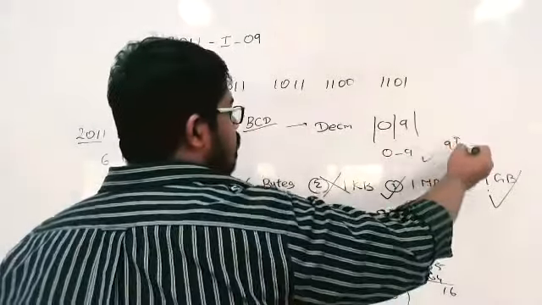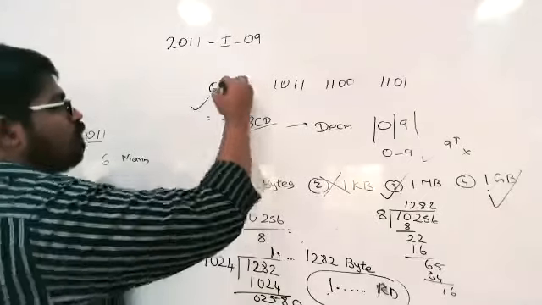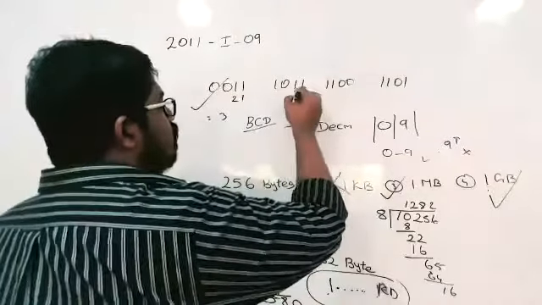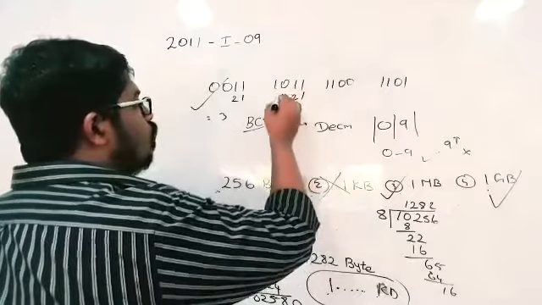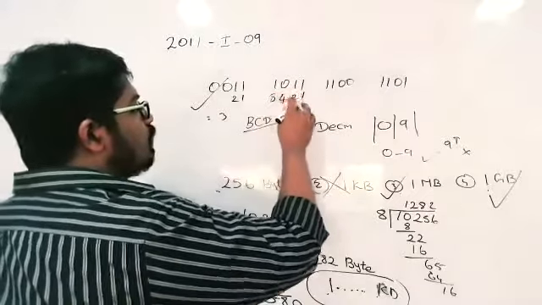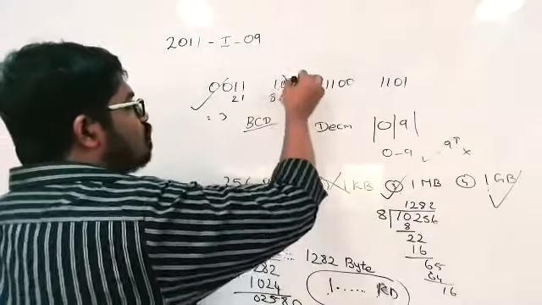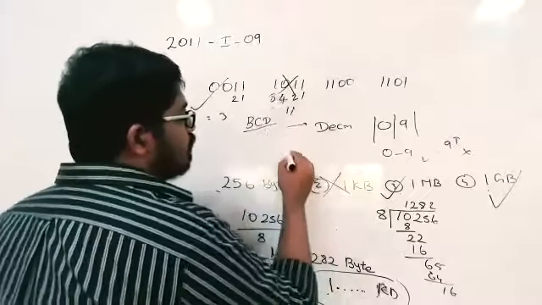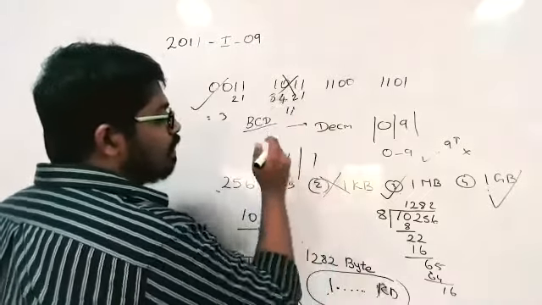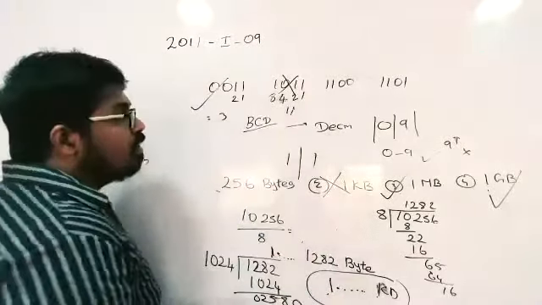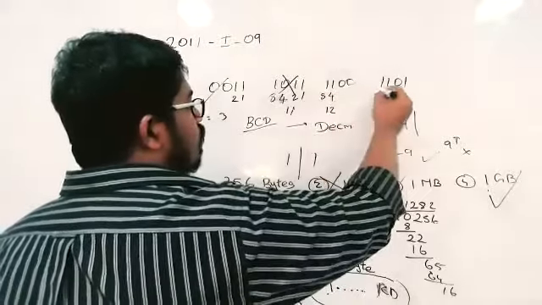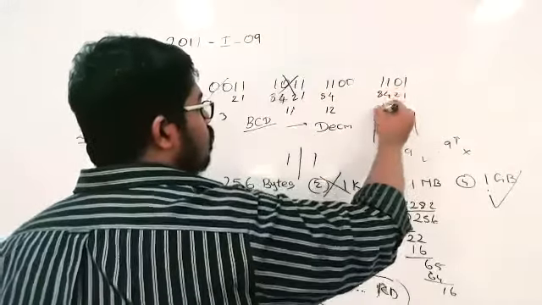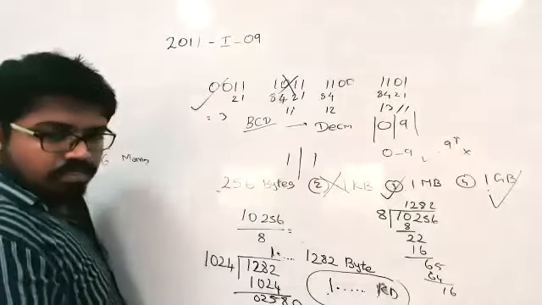Here, place value is 1, place value is 2. So 3, it is valid. Here 1, 2, 4, 8: 8 plus 2 is 10, plus 1 is 11. 11 is not possible. If you want to represent 11, you have to make it as 1, 1. Here, 8, 4, which is 12. 8, 4, 1, which is 13.